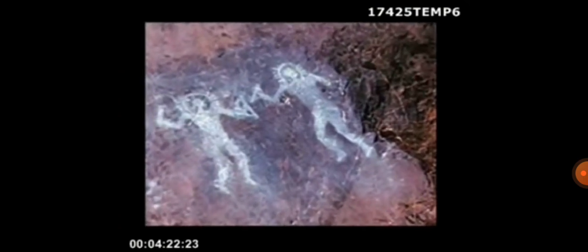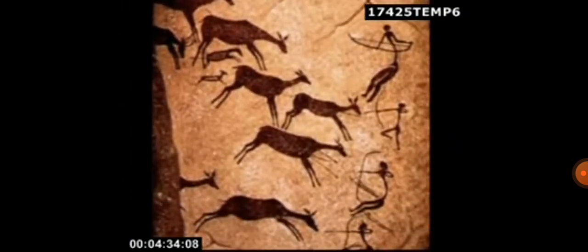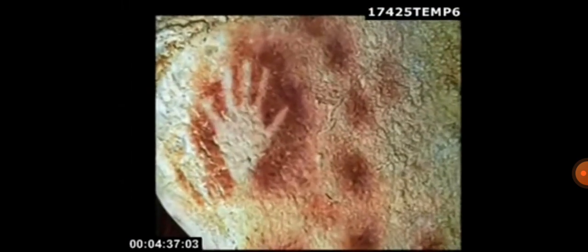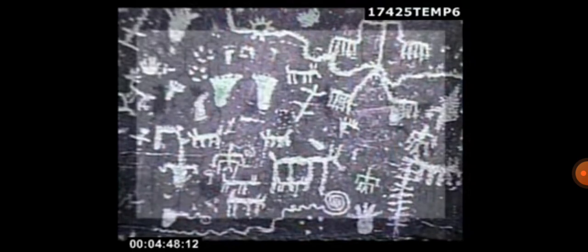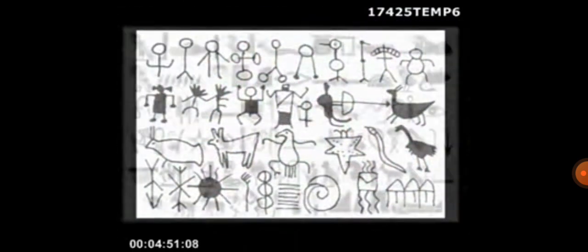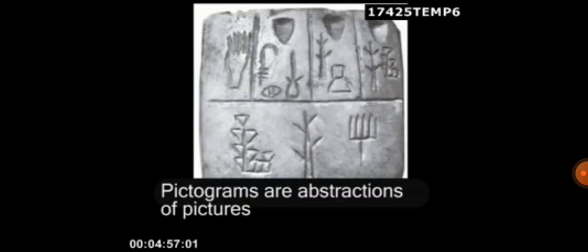The earliest of the efforts of human communication that have survived are pictures: animals, hunting scenes, and merely the imprint of the hand, perhaps to say that he or she lived here. These pictures were simplified, and in the process they became what is now known as pictograms. Pictograms are abstractions of pictures. They can express more when combined with other pictograms.